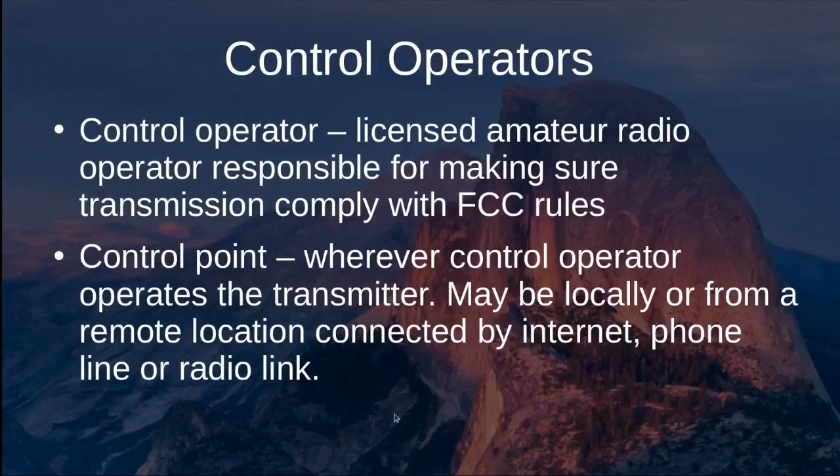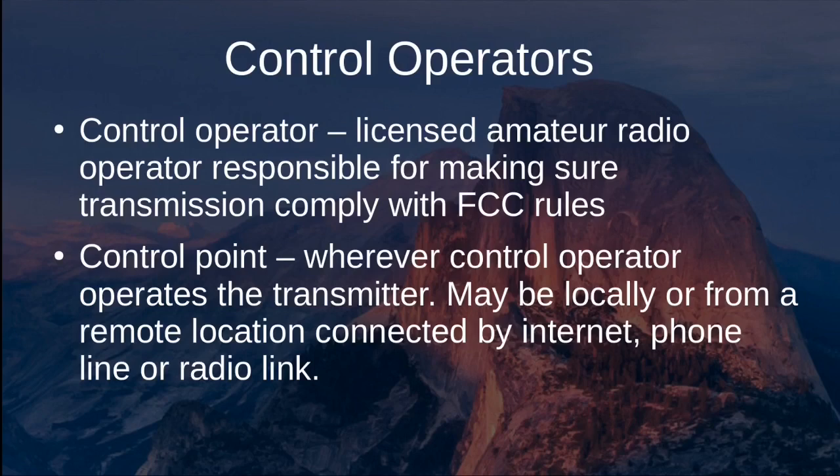A control operator is a licensed amateur radio operator responsible for making sure transmissions comply with FCC rules. So when you're operating your radio, either at home, in your car as a mobile, or with an HT if you're on a hike, you are the control operator. And the point at which you're controlling that radio is called the control point. So whenever the control operator operates a transmitter, that is known as the control point.